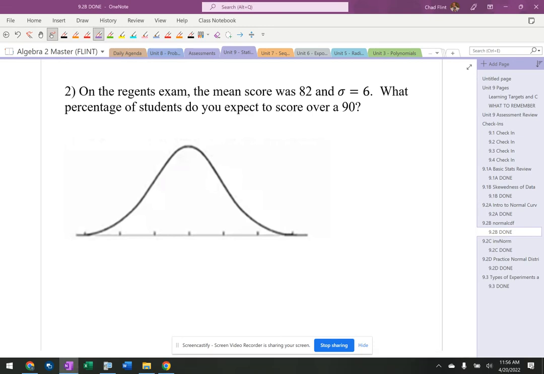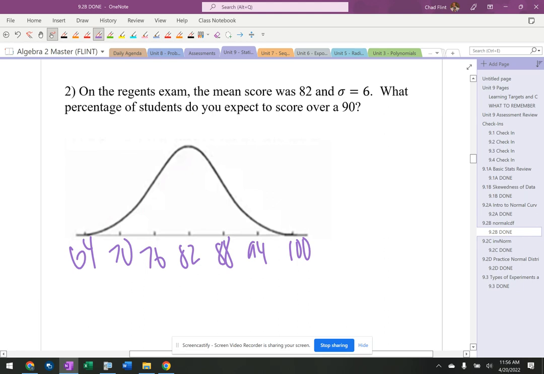Right, so we got a mean score of 82, and then a standard deviation of 6. 88, 94, 100, 76, 70, 84. No, 64. Okay, a 90 or over. 90's in here someplace. 90 or over. That's out here.